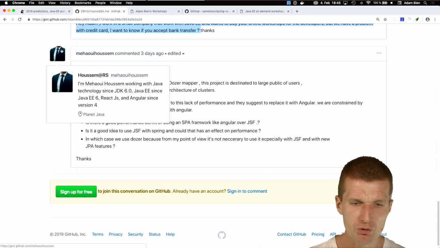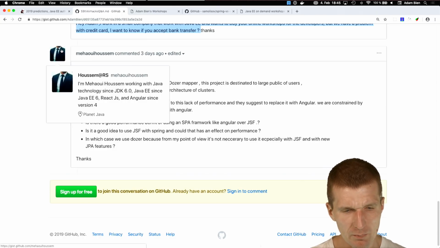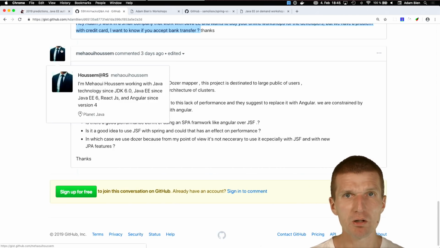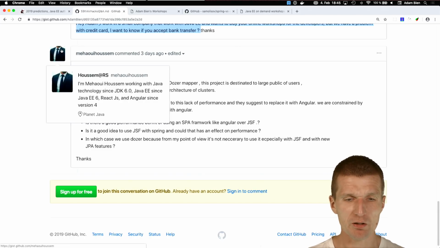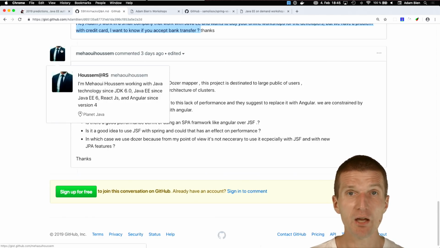Cool. He works with Java since Java 6, React.js, and AngularJS. That's interesting, Michai. If you know React.js and AngularJS equally well, it's actually impossible to do both, because React is very pragmatic, and especially if you know Java 6 and React, and you're still doing Angular. I mean, this is like Angular.